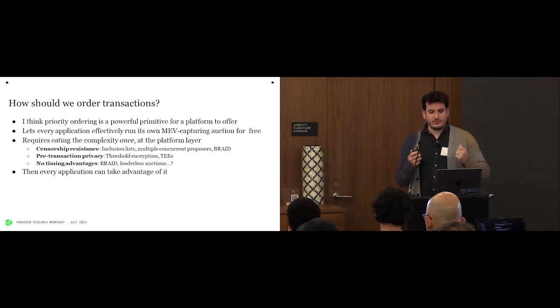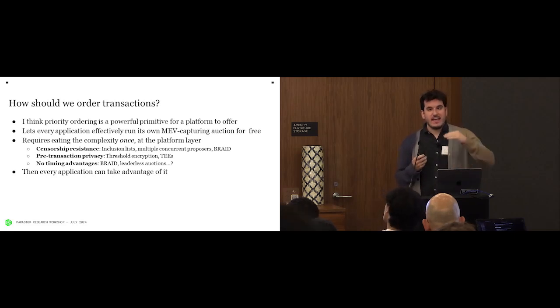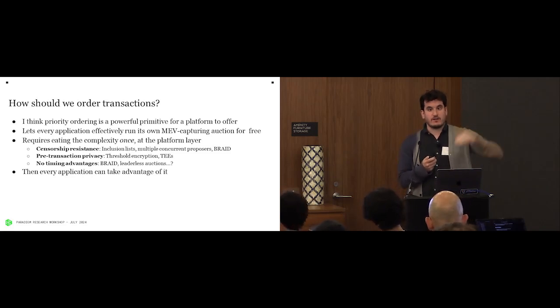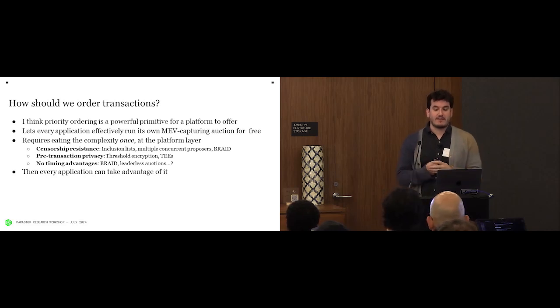But like I said, it requires this priority ordering primitive, and I think that means we should think about why we should be ordering transactions this way. And my argument is I think we should. I think it's a very powerful primitive for a platform to offer. Allowing applications to see the priority of a transaction and know that it's actually the highest priority of a transaction that was willing to interact with that allows every application on chain to basically run its own MEV capturing auction. Any application that is using this chain gets to take advantage of the massive amount of work that's gone into actually guaranteeing this auction on the protocol layer. I think that's a really useful thing for a blockchain to provide.